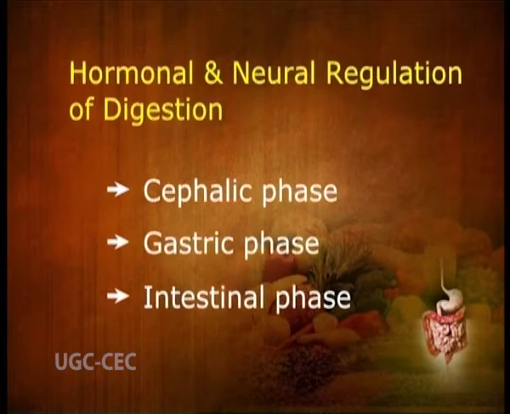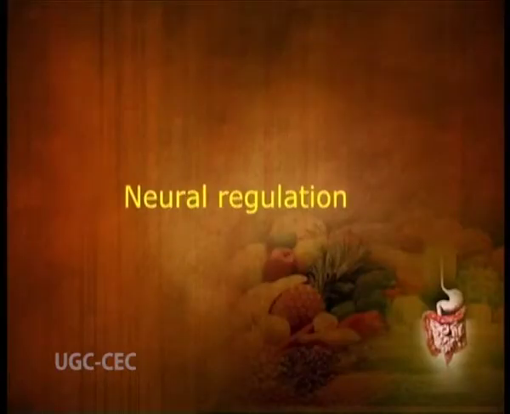Gastric phase. Once food reaches the stomach, the gastric phase of digestion begins. Neural and hormonal mechanisms regulate the gastric phase of digestion to promote gastric secretion and gastric motility. Neural regulation. Food of any kind distends the stomach and stimulates stretch receptors in its walls. Chemoreceptors in the stomach monitor the pH of the stomach chyme.